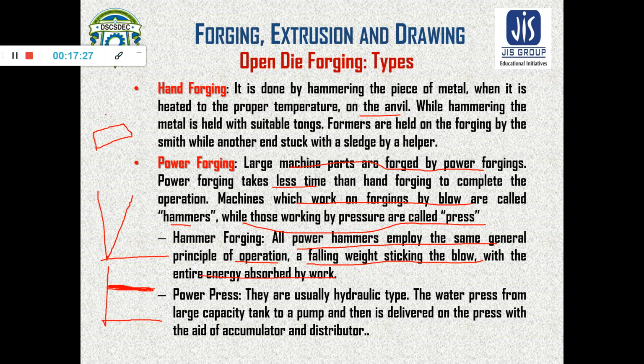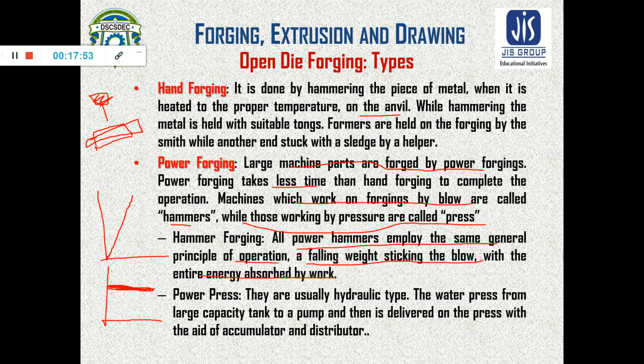So in case of hammer forging, what happens? The heavy weight, known as the counterweight or weight, falls from a distance onto the desired workpiece, so that the workpiece changes its shape, and the total energy at every blow is absorbed by the workpiece. So this is the power for hammer forging.